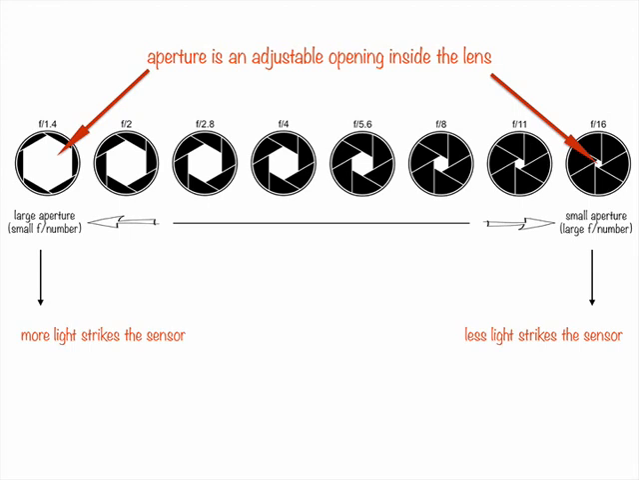Since aperture is an adjustable opening, large apertures are going to allow more light to come in through the lens, and small apertures are going to offer less light to come in through the lens. Small apertures have a large f number, and large apertures have a small f number. Let's look at the light that comes in through the lens.